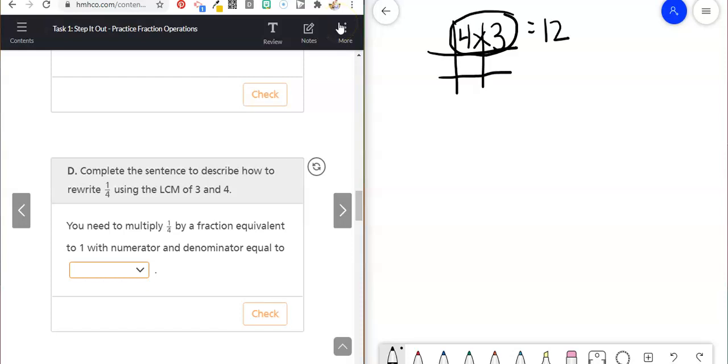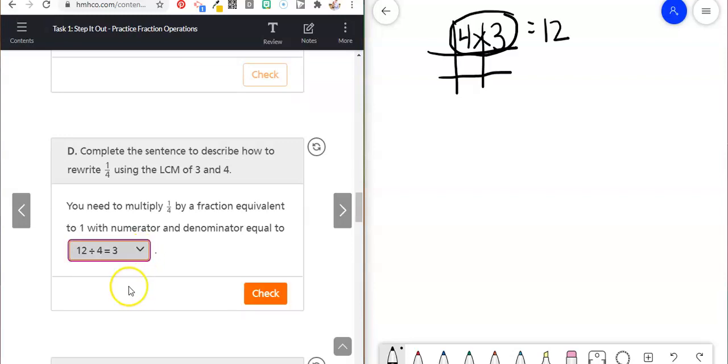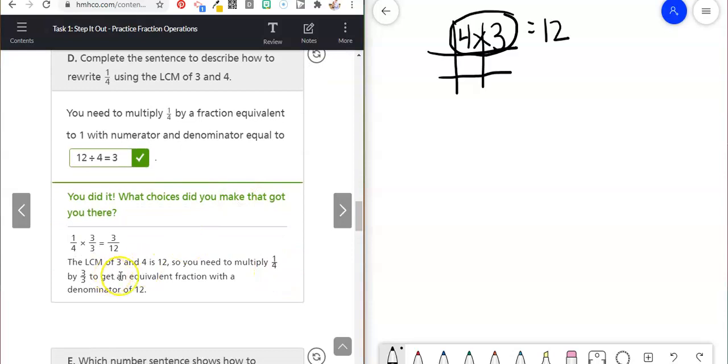Complete the sentence to describe how to rewrite 1/4 using the LCM of 3 and 4. So you need to multiply 1/4 by a fraction equivalent to 1, with numerator and denominator equal to, you have to figure out which one that goes to. Okay, so we're going to do the 12 divided by 4 equals 3. So the LCM of 3 and 4 is 12. So you need to multiply 1/4 by 3 over 3 to get an equivalent fraction with the denominator of 12. So what that means, if I have 1/4, to make it 12 on the bottom, I'm going to multiply the bottom and the top by 3, and that's how we get 3/12 there.